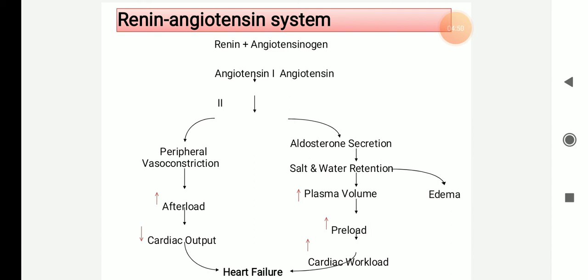In the renin-angiotensin system, when angiotensin II is activated, peripheral vasoconstriction is produced, and then it increases afterload, and when afterload increases, it decreases the cardiac output and heart failure may be observed.